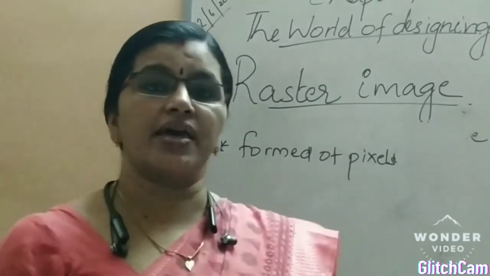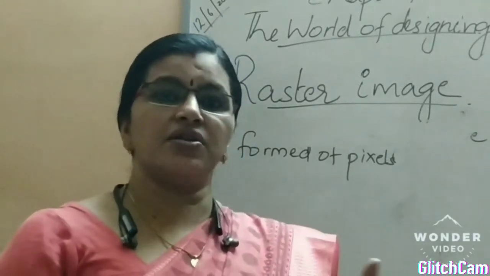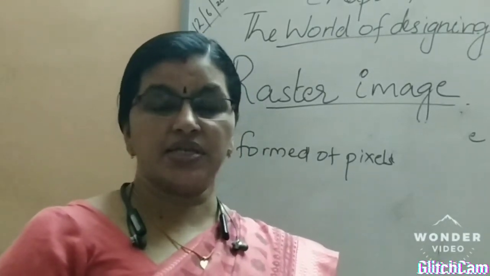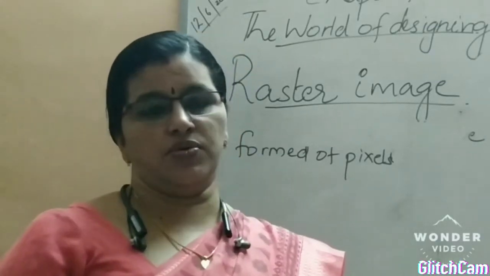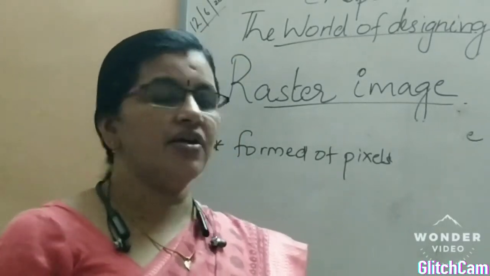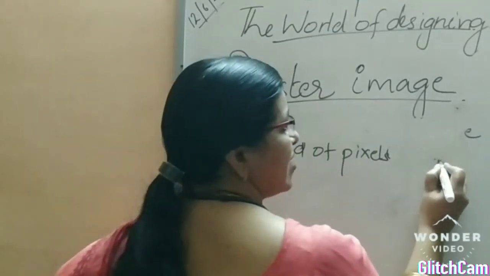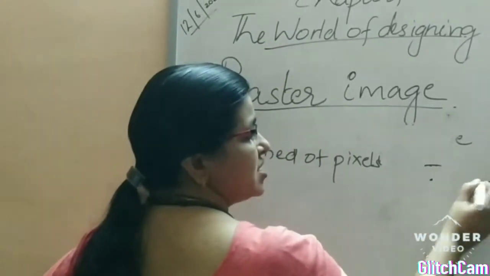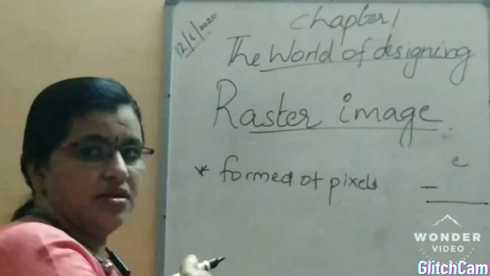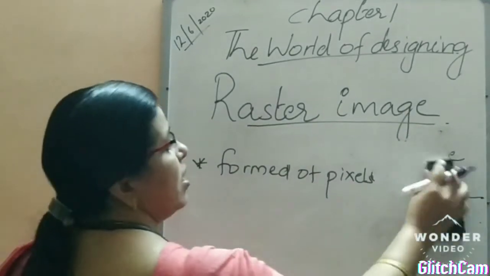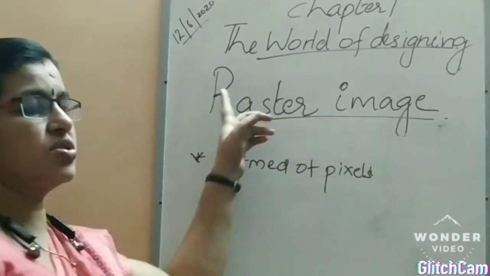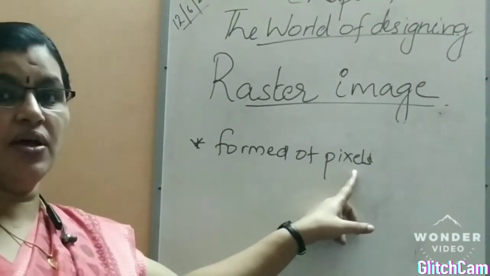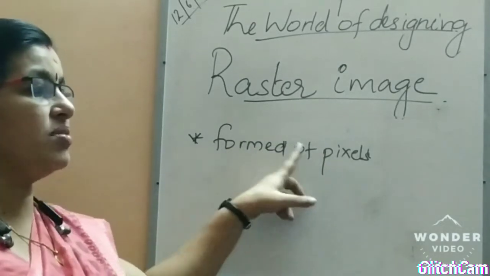When you are going to buy a camera or phone, you will ask, what is the pixel of that camera? If pixel is more, clarity is more. Got the idea? When the dots are nearer, the clarity will be more. If the dots are at a longer distance, the clarity will be less. In raster images, the images are stored as pixels. Raster images are formed of pixels.